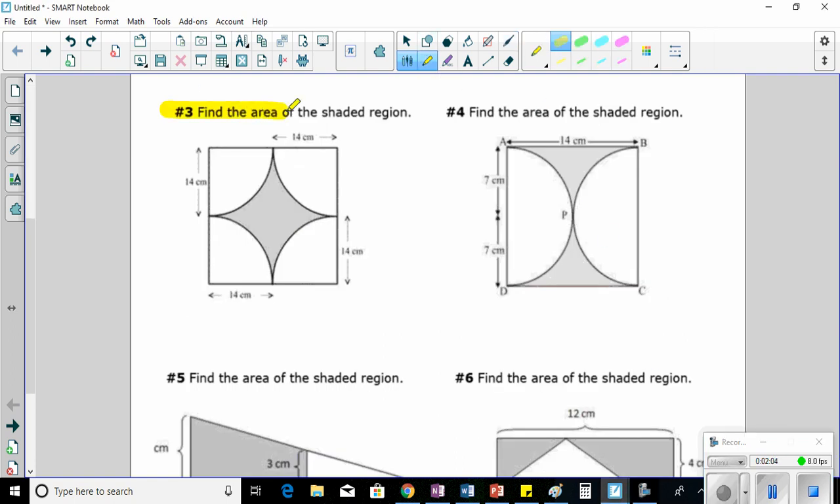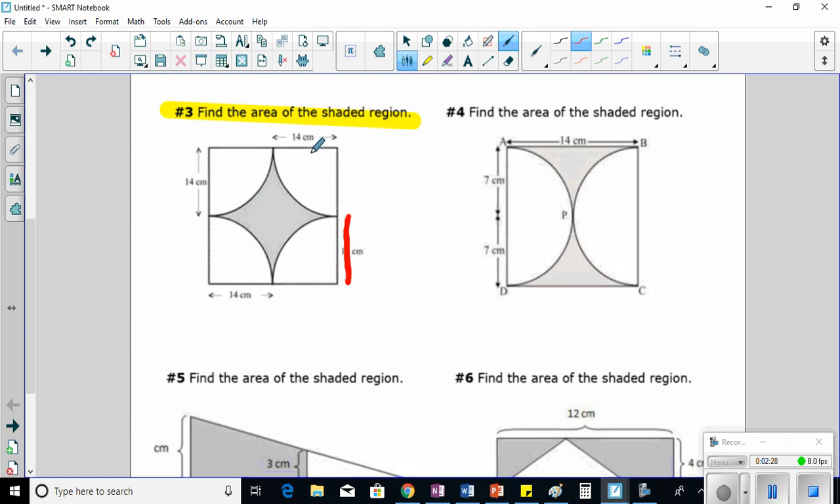For problem number 3 here, we're going to have to find again the area of the whole rectangle. Actually, I believe that's a square, and we're going to subtract away these circles. Now the first thing to note is these 4 circles altogether make up one circle with a radius of 14. That's the radius. So altogether, if we pull them apart, that's only one circle with a radius of 14. So that's what we'll subtract away.